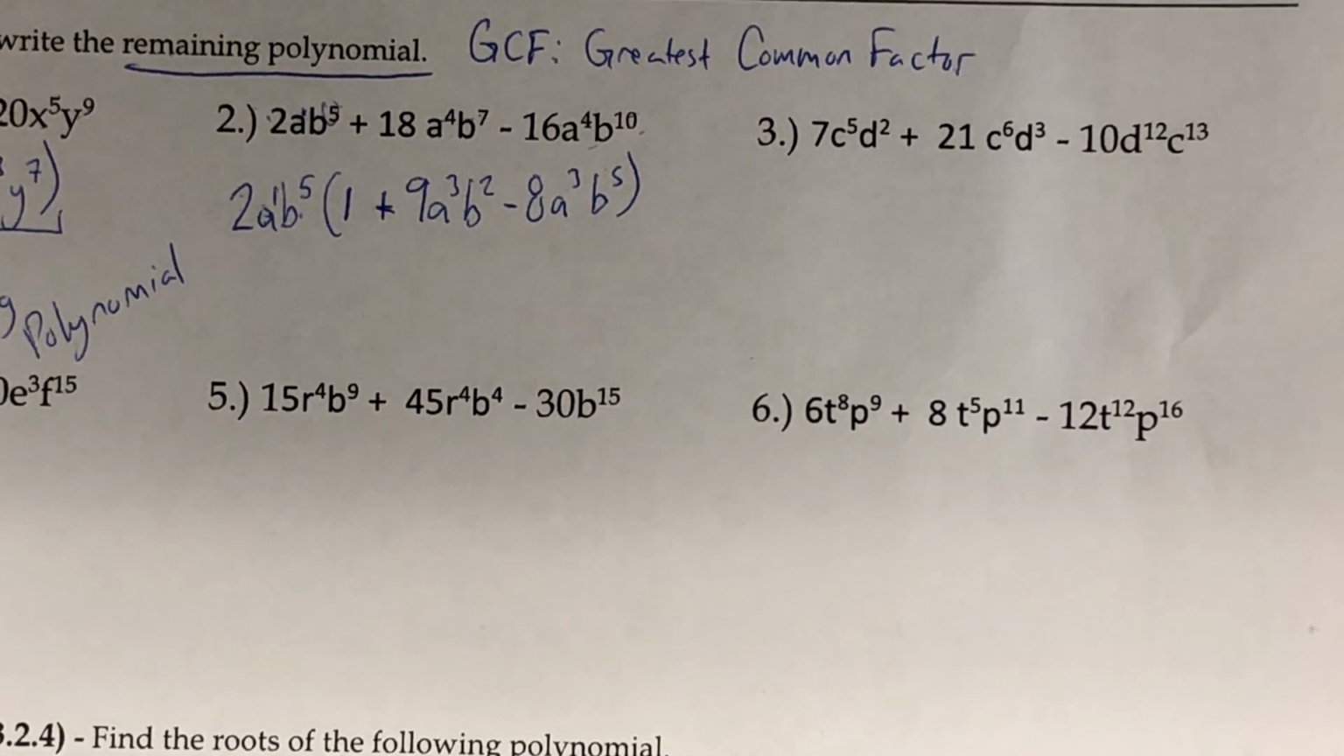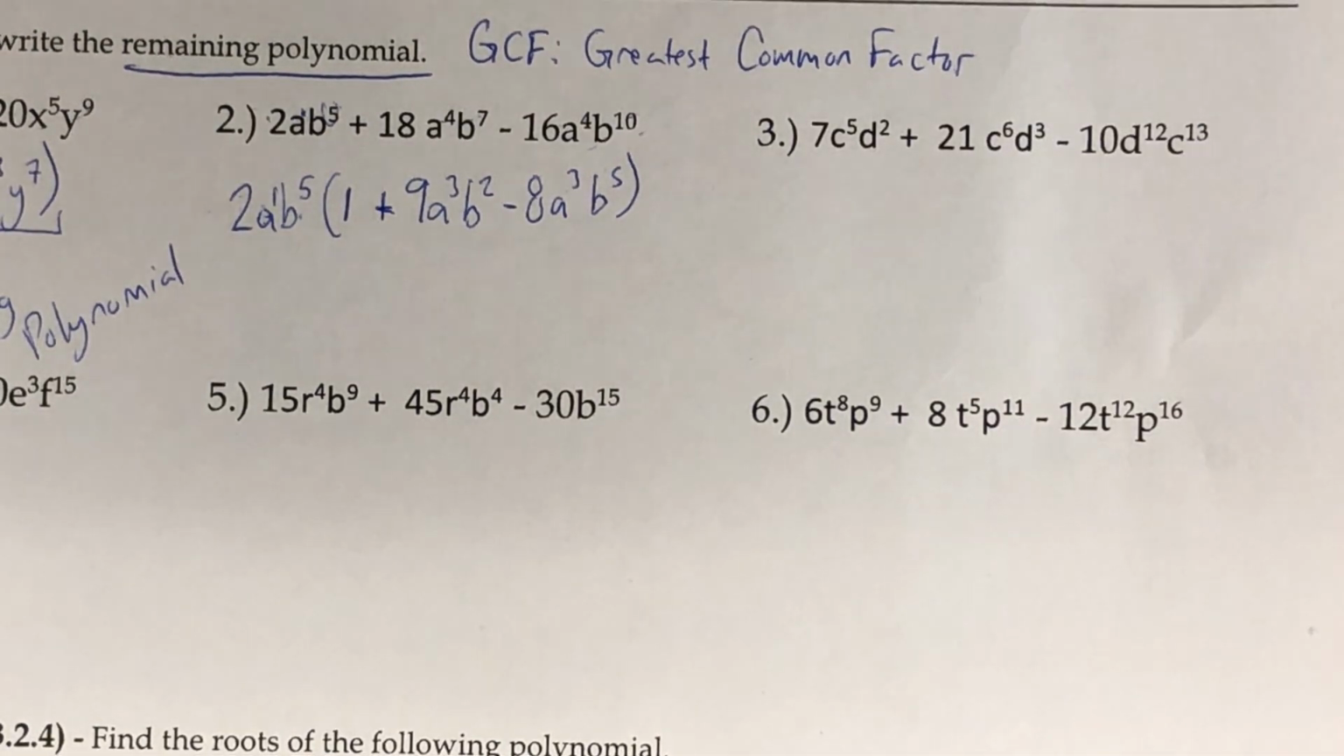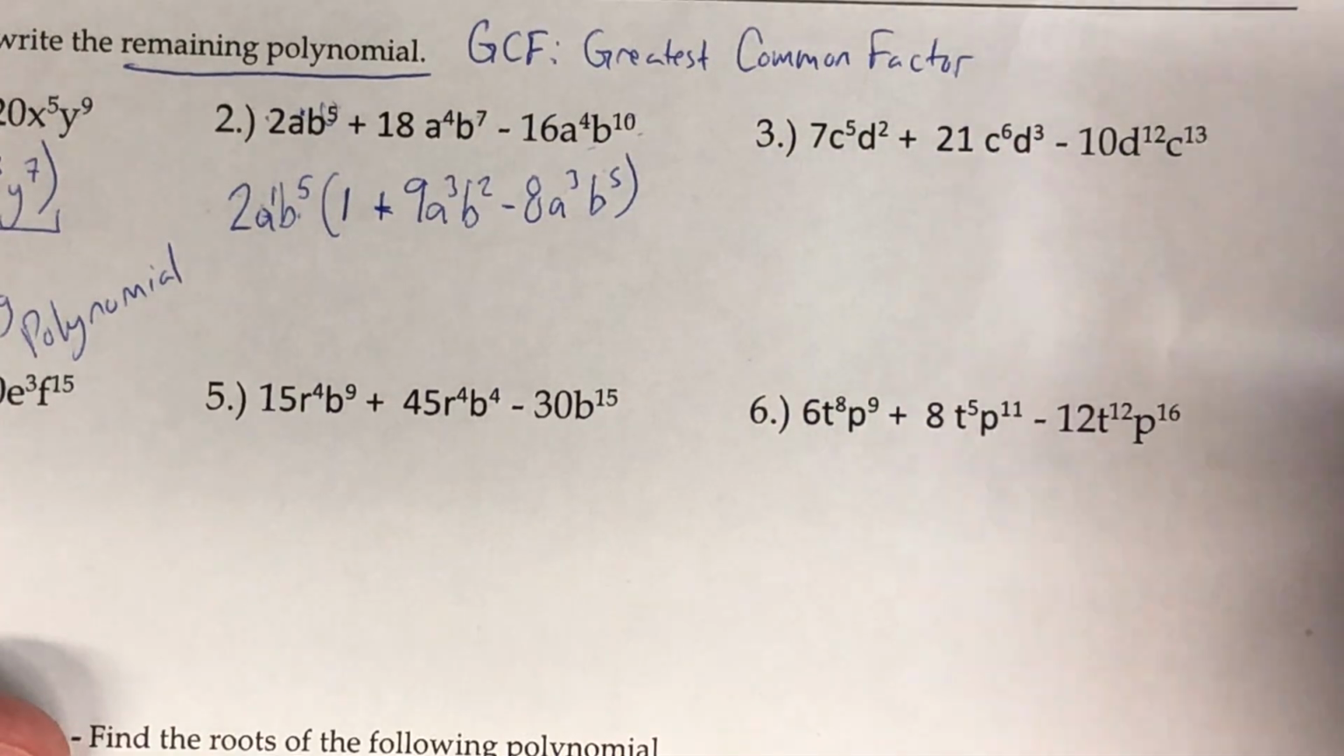Okay, last one we'll do together. So we look at our numbers, 7, 21, and 10. So we think, what's the highest number I can divide all of those by? Well, it's just 1. So we don't really need to include a number in our GCF. You could write a 1 if you wanted to, but we don't need it.